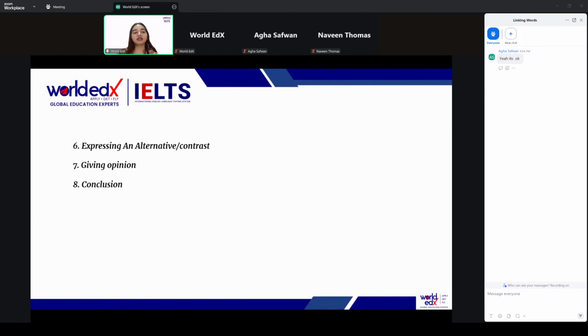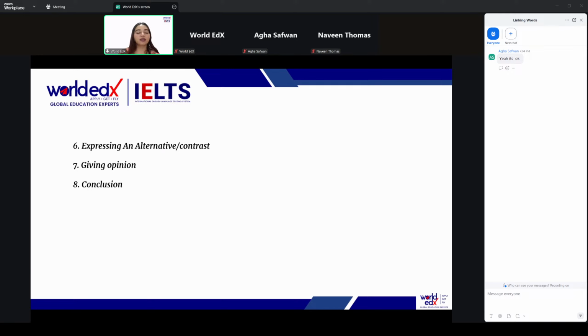So connectors are basically used in three types. The first is when you want to express an alternative or a contrasting idea. If it is spoken, then we say having said that. If it is written, we say in contrast.